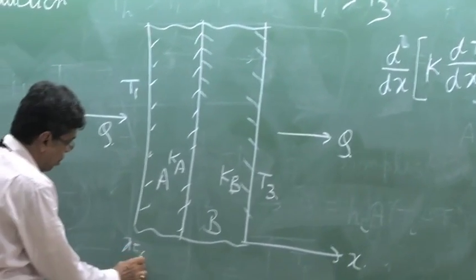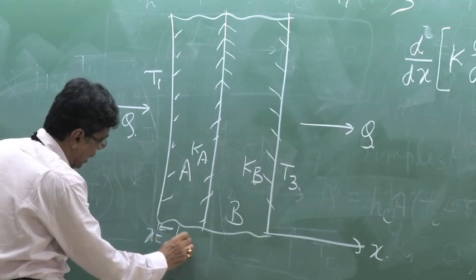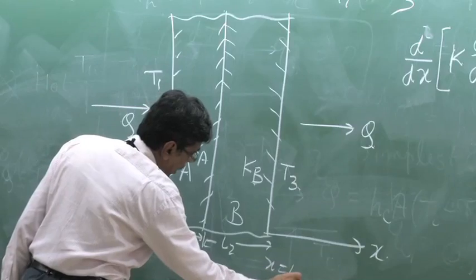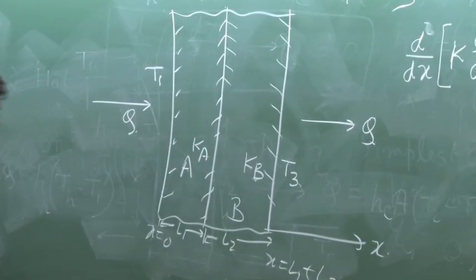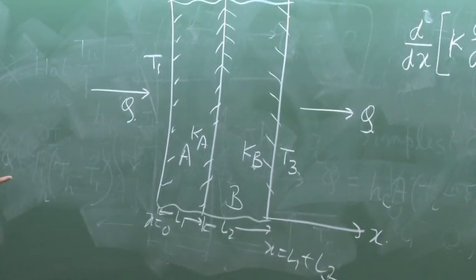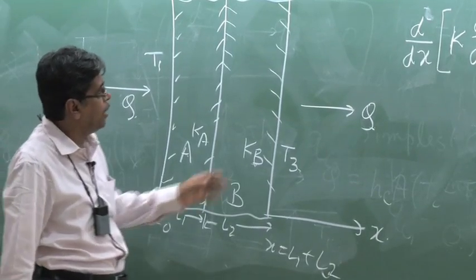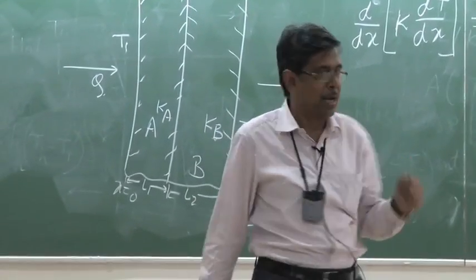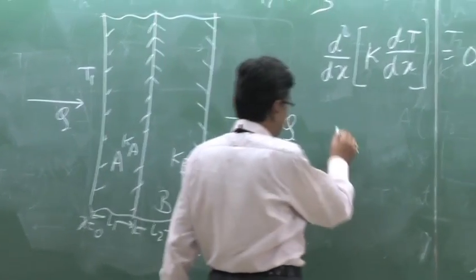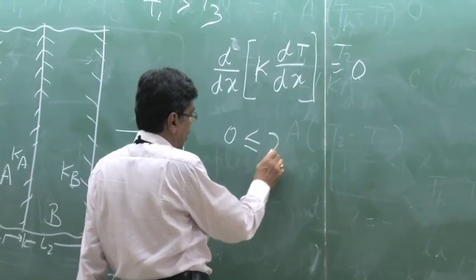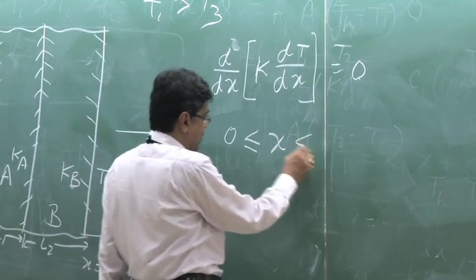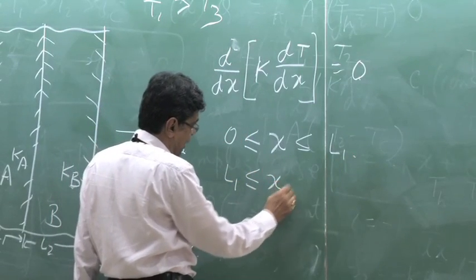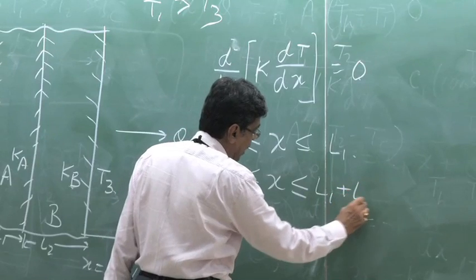x is equal to 0, and let us consider this length is L1 and this length is L2, and here x is equal to L1 plus L2. That means the left face is x equals 0 and the right face is x equals L1 plus L2. We cannot solve this equation in the entire domain by taking k out, because k is not constant. So we have to divide this into domains like this: 0 less than or equal to x less than or equal to L1, and another one, L1 less than or equal to x less than or equal to L1 plus L2.